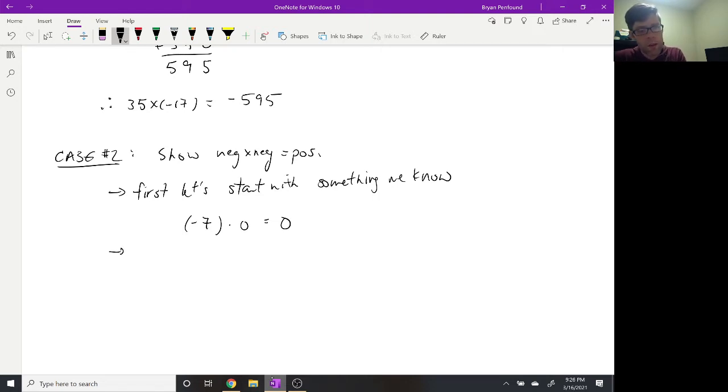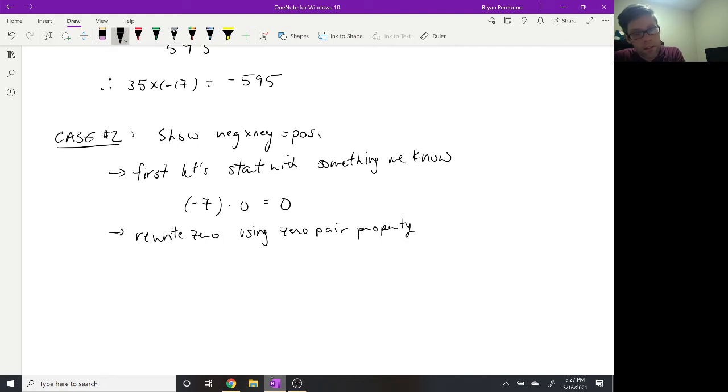And we're going to use the same kind of cheeky start to this one. So we're going to rewrite 0 using the 0 pair property. In other words, we can rewrite 0 as, how do I want to do this? I want the negative one to come first. Does it matter? We'll do the positive first, just like we did in the last example. So we have a negative 7, and then inside our brackets here, we're going to rewrite 0 as 1 plus negative 1.